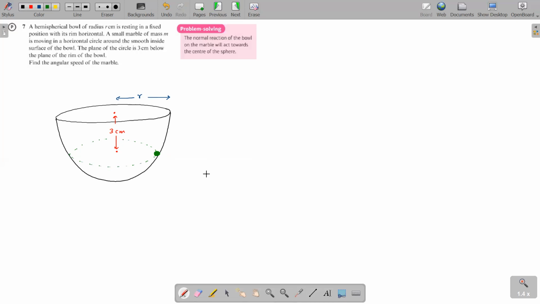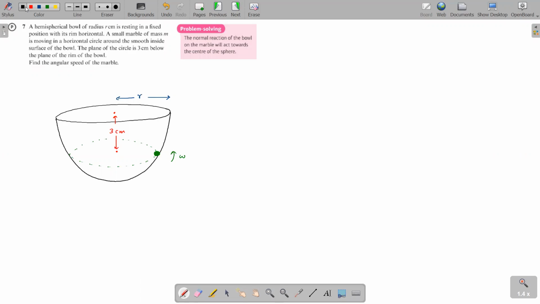They're asking you to find the omega here, the angular speed of the ball. So how does it work? This is basically how the diagram looks. You have a hemispherical ball, the radius is r, and you have a marble which is moving in a circular motion around the inside plane of the hemisphere.